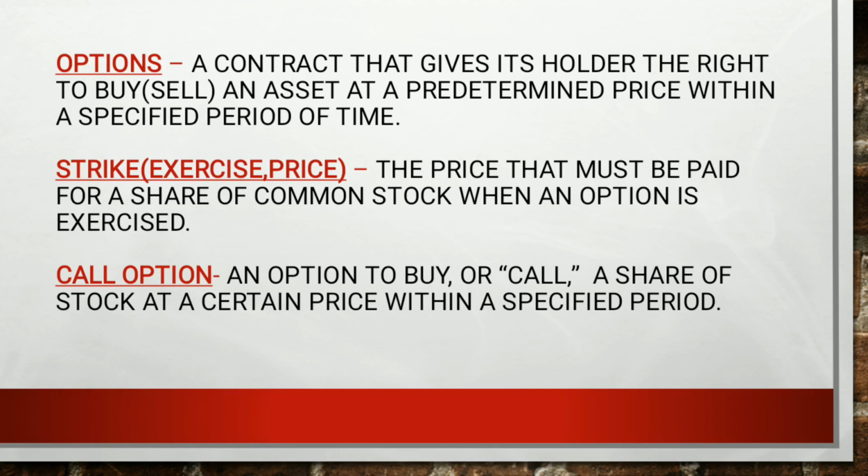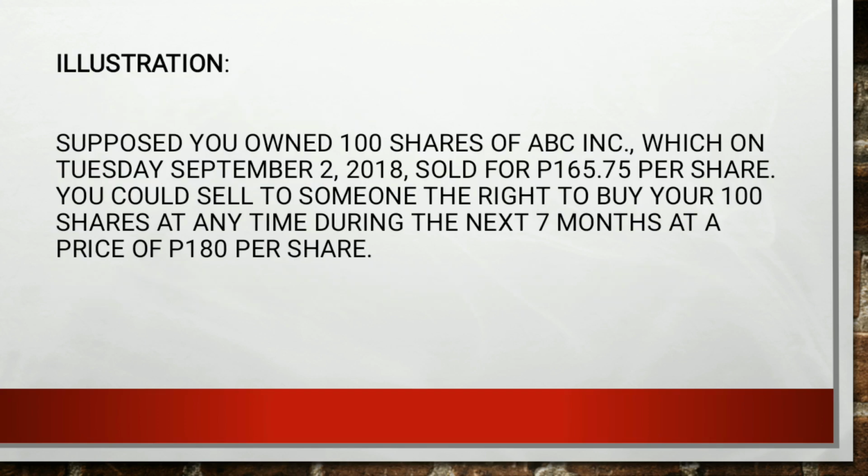There are many types of options and option markets. To illustrate how options work, suppose you owned 100 shares of EBC Incorporation, which on Tuesday, September 2, 2018, sold for 165.75 pesos per share. You could sell to someone the right to buy your 100 shares at any time during the next 7 months at a price of 180 pesos per share.